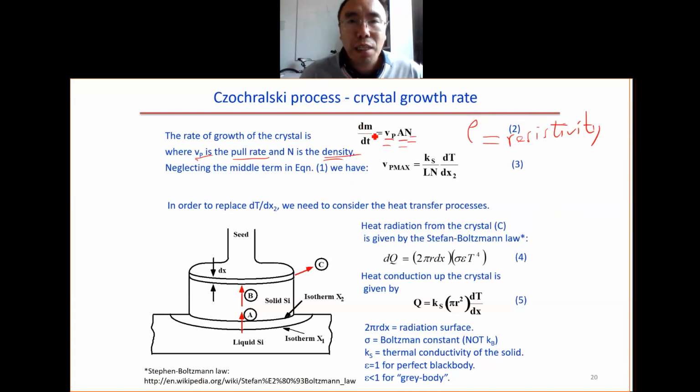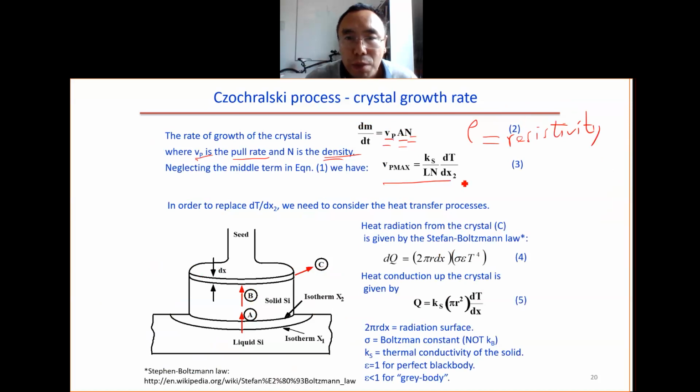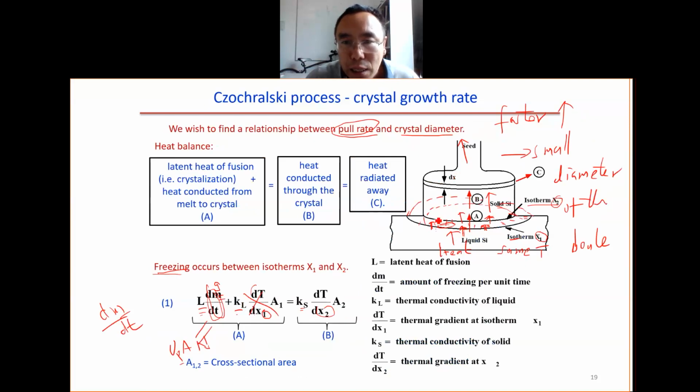So dm over dt equals V, the pulling rate, times A times N. Then we put this Van here. Dm over dt equals Van. We cut this term out, and finally we get this term. So we need to find out the temperature gradient at this cross section.